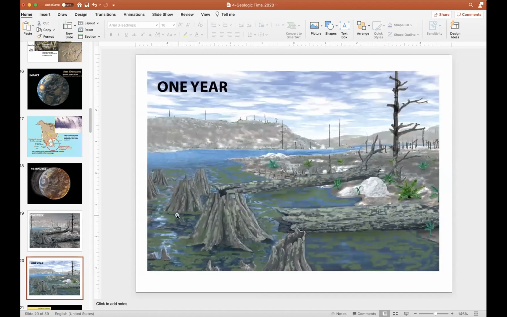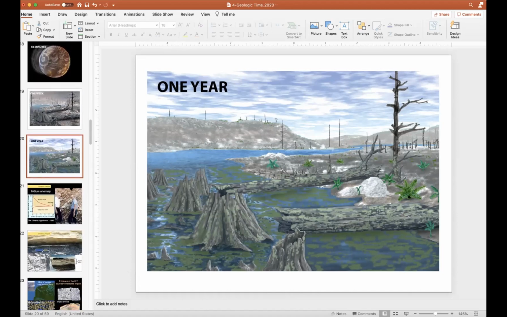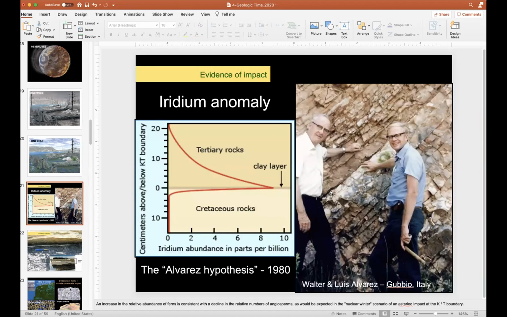A year later, life is resuming. And we see after volcanic eruptions today around active volcanoes, even after major eruptions, even after 1 year, you see life starting to come back, and particularly plants and smaller animals. You know, burrowing things may have survived very well in this kind of environment, but the dinosaurs did not.